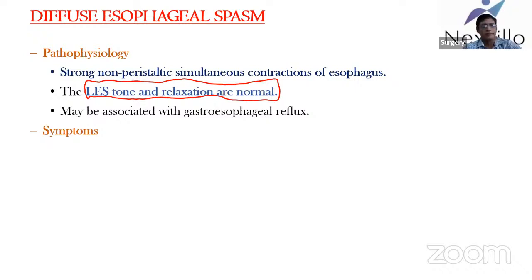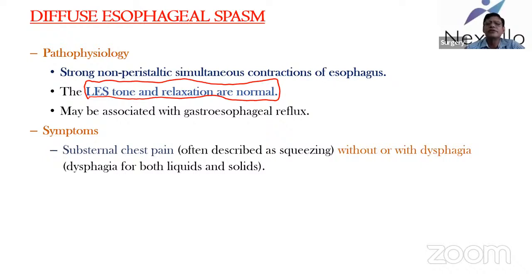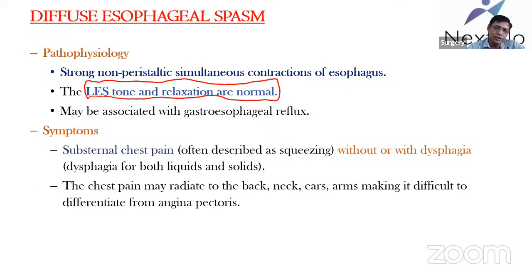Now, what are the symptoms of it? In this, we have substernal chest pain, which is often described as squeezing. This is what I was just telling you, that we have a pain here when we are trying to eat. We were emotionally distressed, like there was an exam coming, or we have lost somebody, somebody left us, things like that. So substernal chest pain, this may be with or without dysphagia. Okay. Now this chest pain may radiate to the back, neck, ears, arms.